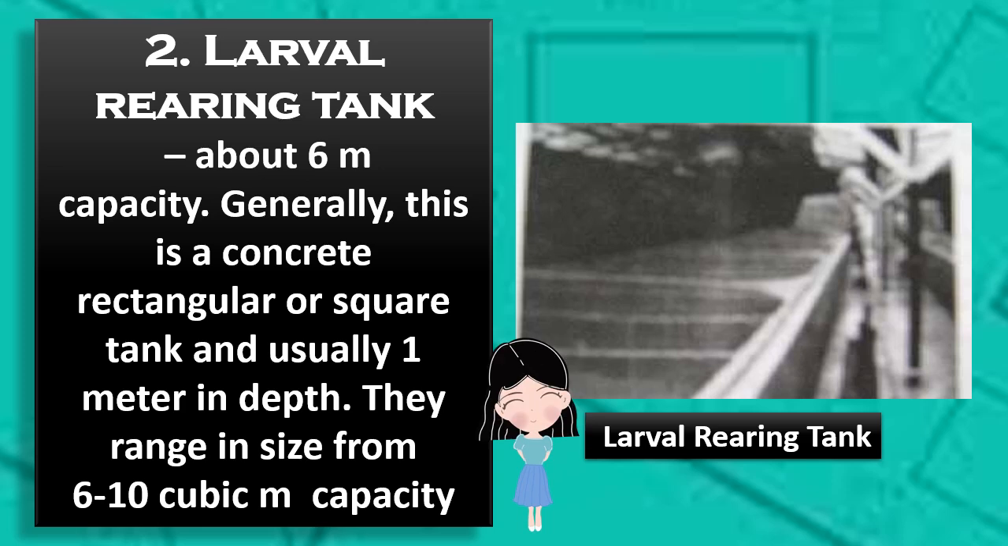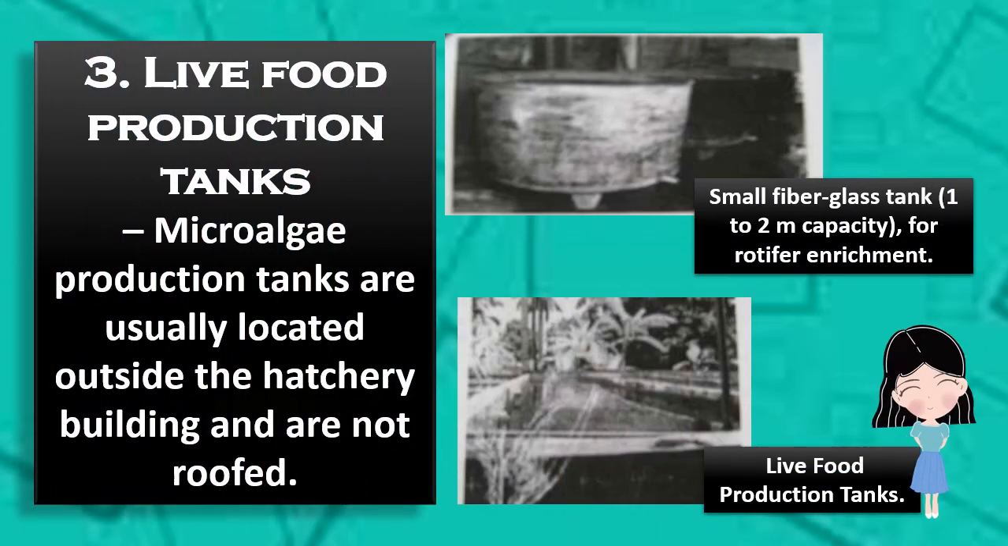Number 2. Larval rearing tank, about 6 cubic meters capacity. Generally, this is a concrete rectangular or square tank and usually 1 meter in depth. They range in size from 6 to 10 cubic meter capacity. Number 3. Live food production tanks. Microalgae production tanks are usually located outside the hatchery building and are not roofed.